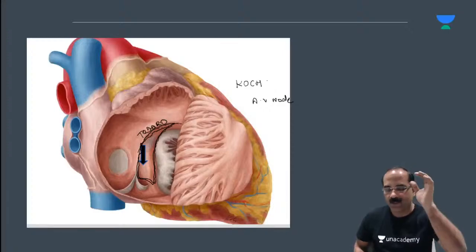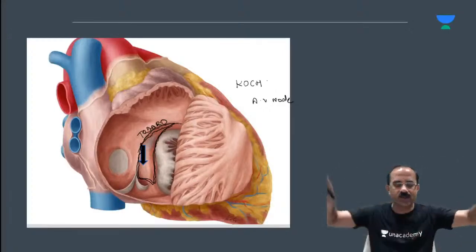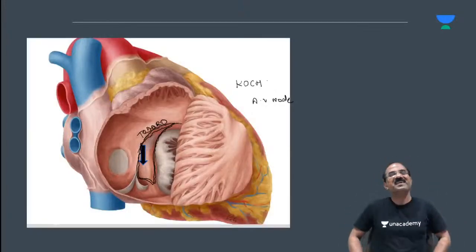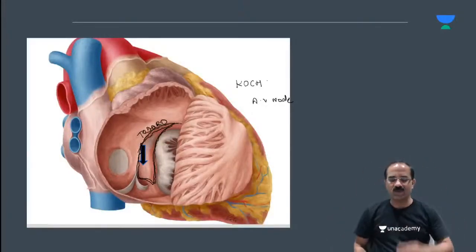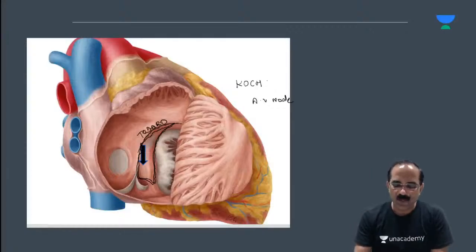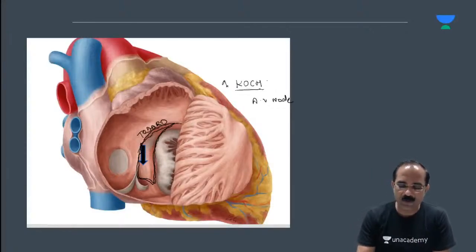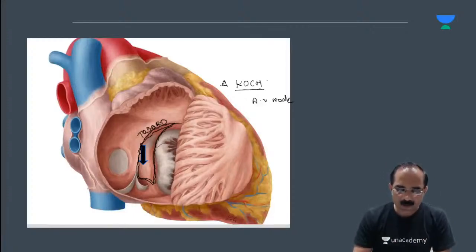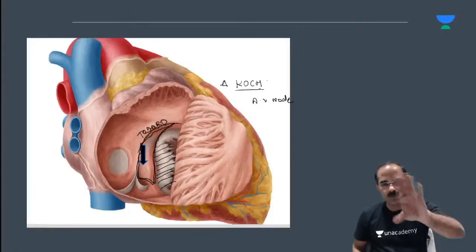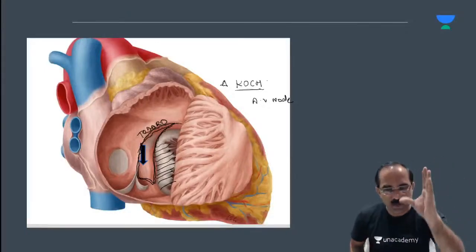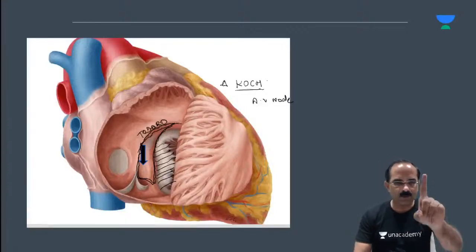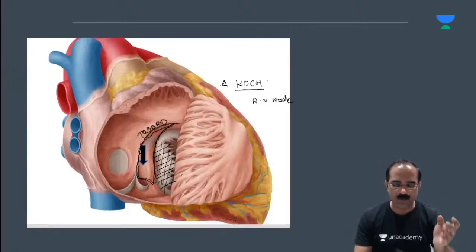I'll tell you, because if I start writing now, students start to go here and there. Okay, I'll just tell you. You write it down. What are the boundaries of the triangle of Koch? One, the septal leaflet of the tricuspid valve, the leaflet which is attached to the septum.